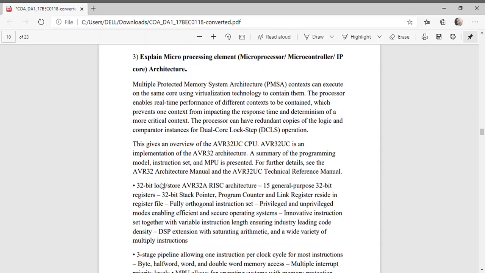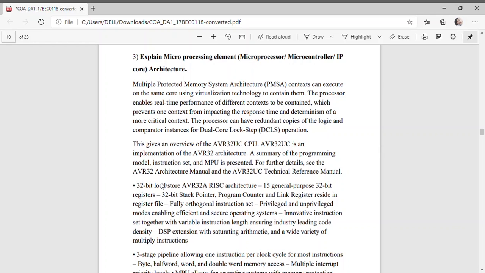Explain microprocessing element, microprocessor or microcontroller or IP core architecture. So the architecture that was used here is AVR32, which is basically a subpart of AVR32 UC CPU. And I have given a summary of the programming mode instruction set and NPU of this architecture. And we can learn more about this architecture in its technical reference manual if interested.